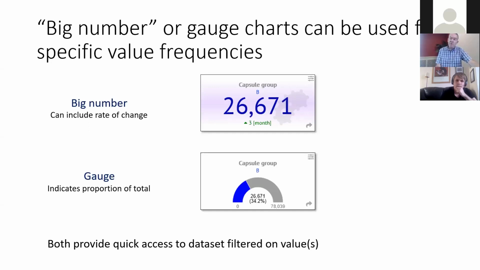Another way of displaying field value frequencies is to use this gauge chart. This is showing exactly the same data, but the gauge also gives you an indication of the proportion of the whole data set that's represented by a particular value. And as with the other charts I showed you, you can go directly to a filtered view of the data set by clicking that link in the bottom right corner.